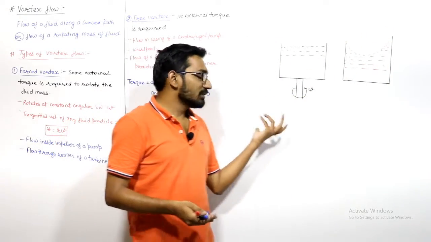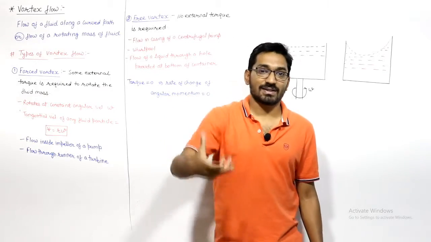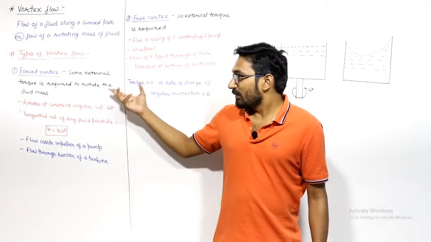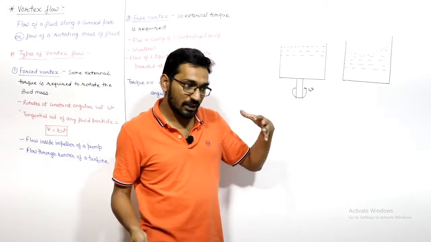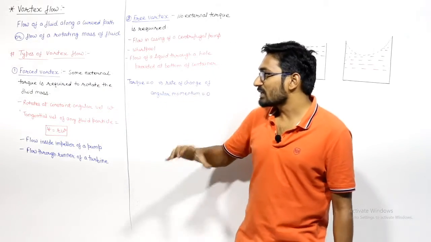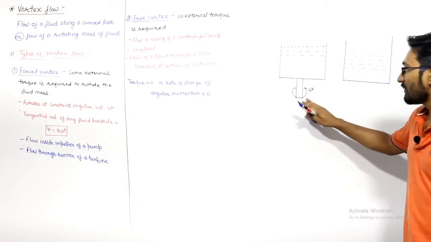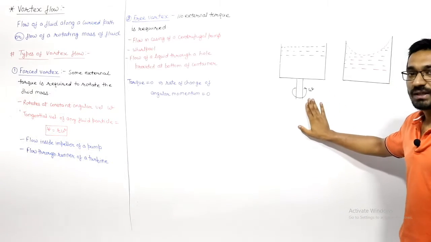So this type of vortex is known as forced vortex, when you are giving a torque externally to the system. If you are giving some angular velocity omega from the outside, then that container rotates at a constant angular velocity omega. This angular velocity omega will be constant if you are giving it from the outside. So we maintain this angular velocity as constant.